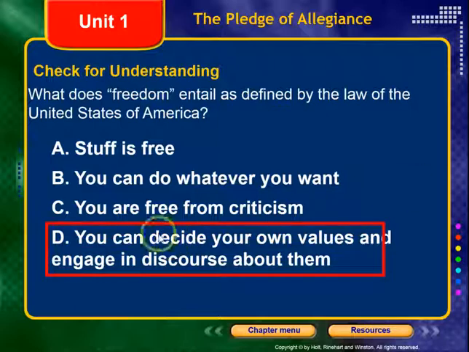I'd like to point out just real quick, you are not free from criticism. That is absolutely not the case. Remember, John Locke's definition of liberty involves a person being willing to listen to someone else's opinion, which by definition is different from your opinion, right?